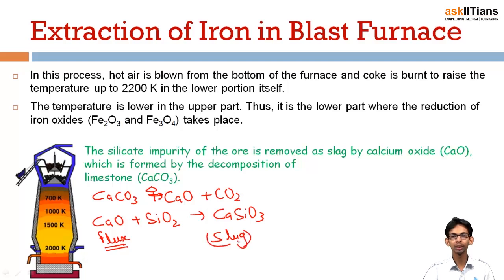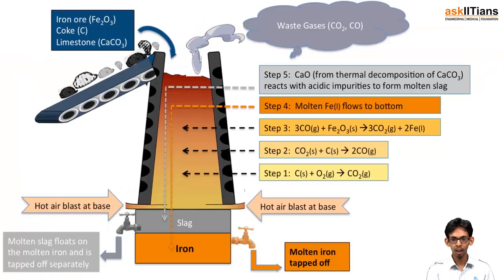Okay, so this is how the process takes place in the blast furnace, and this is the summarized way, in a diagrammatic way, of what chemical reactions are taking place. We add iron ore, coke, and limestone from the top of the furnace. Then what are the chemical reactions in this area?